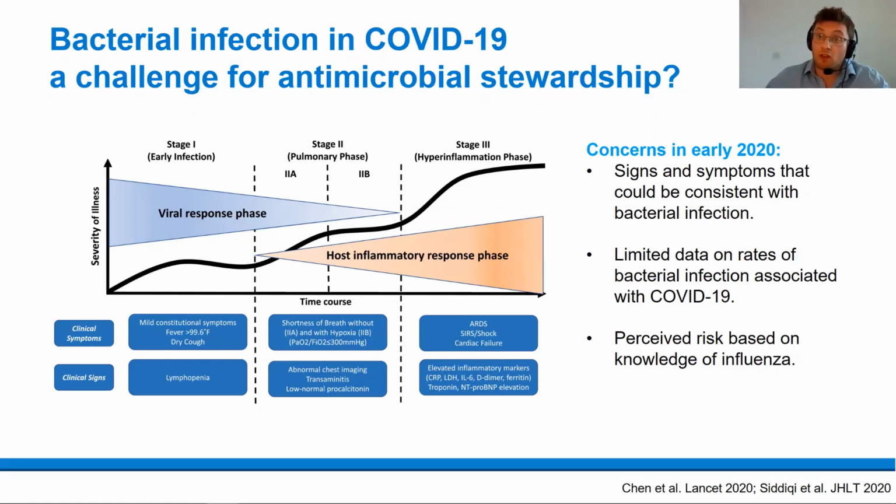Now, in terms of COVID, we had a condition that presented, particularly in patients presenting to hospital, with signs, symptoms, biochemical tests, and potentially radiology, which could be consistent with bacterial infection. We had limited data to describe the rates of bacterial infection associated with patients with COVID-19. And there was this real and understandable perceived risk based on our prior knowledge of previous viral respiratory pandemics, such as with influenza, where we see reports of extremely high rates of bacterial infection secondary to influenza, and actually mortality often being associated with these secondary infections, as opposed to the initial viral infection.